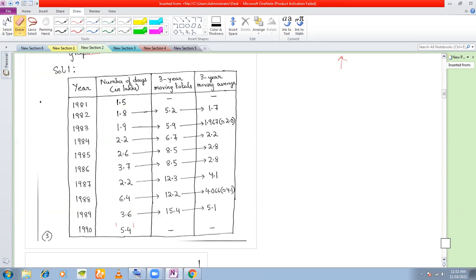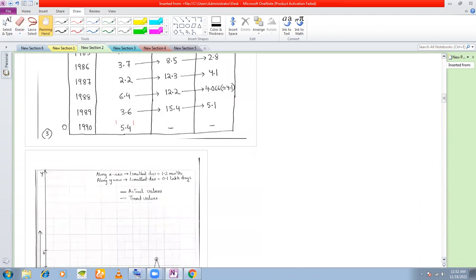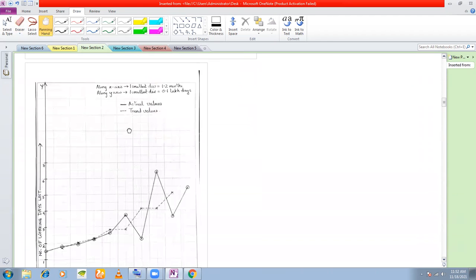Okay, now once we construct this table, we are going to make the graph in order to see the trends. So how do we make the graph? Look at this.